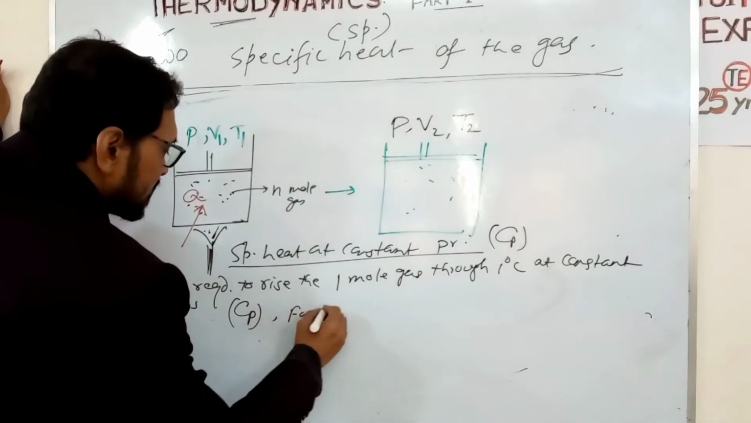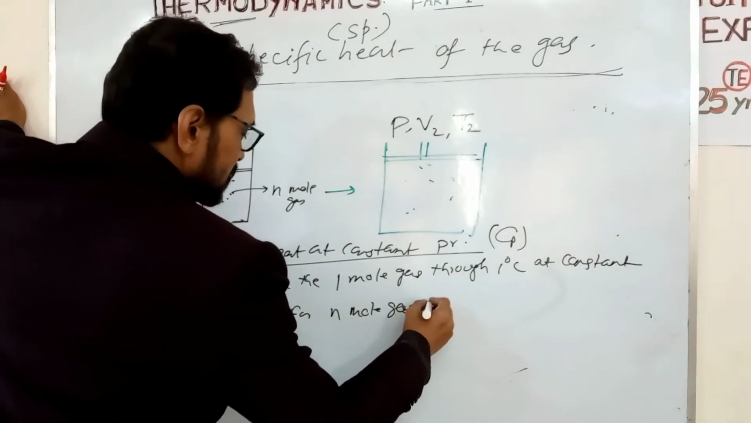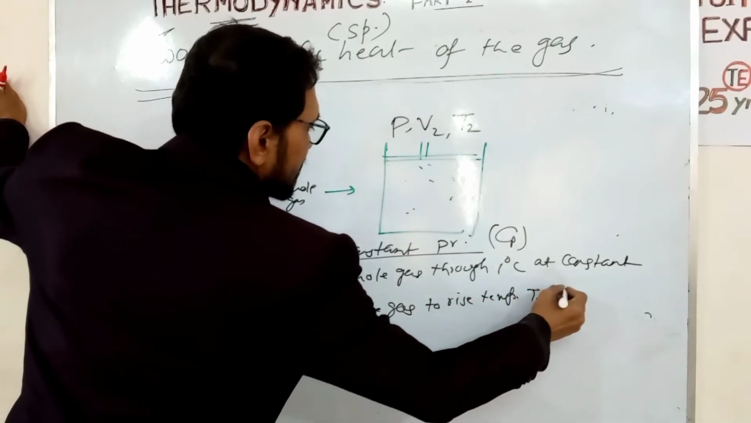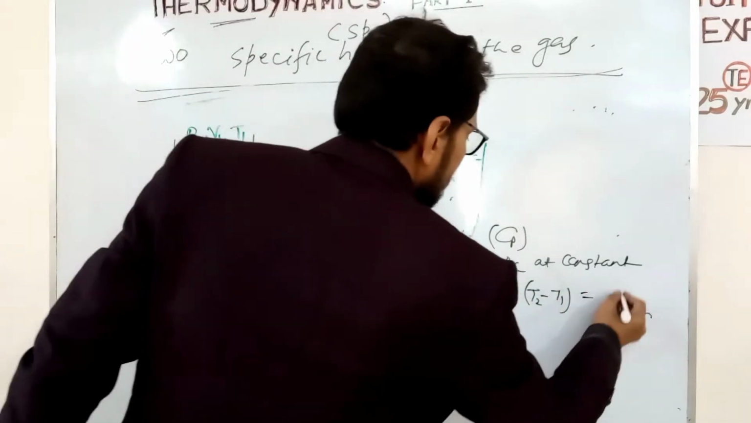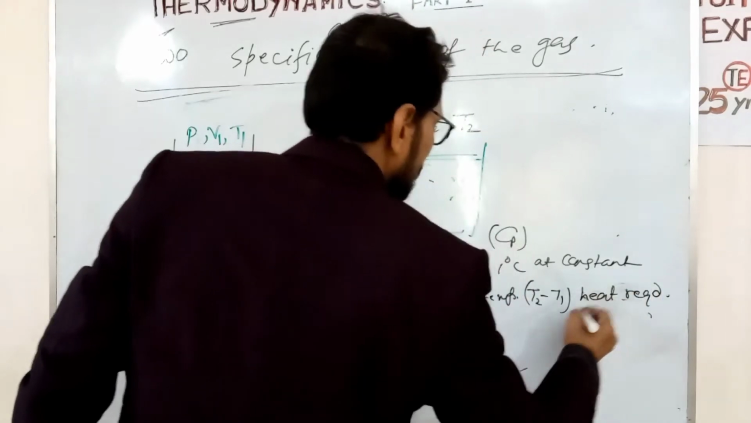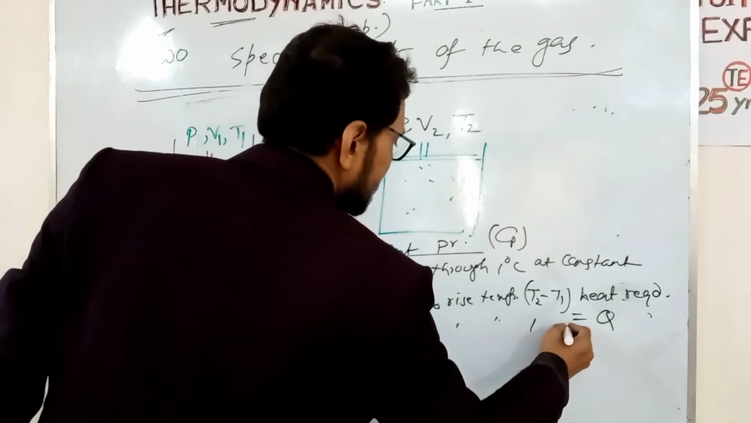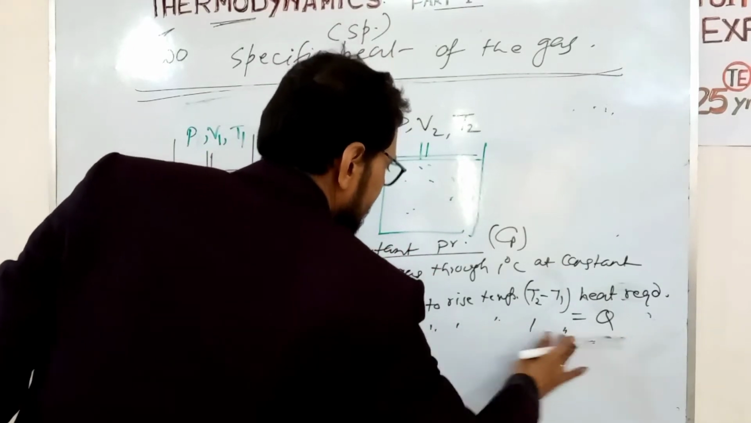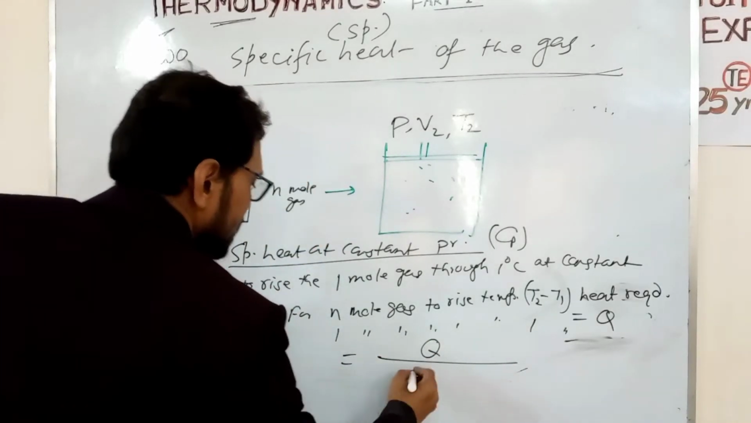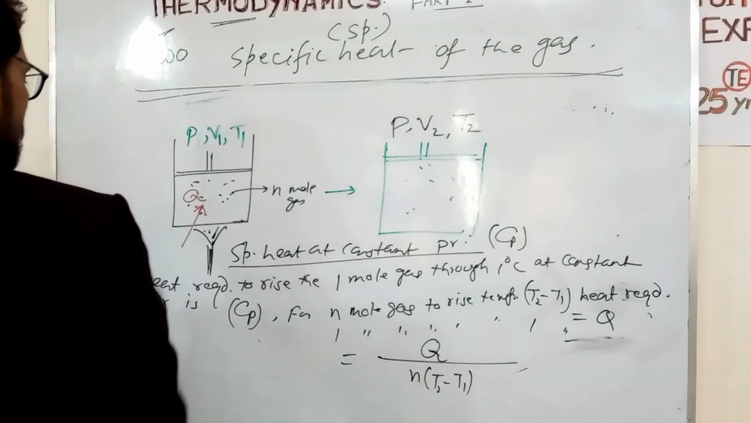So for n moles of gas, to raise the temperature by T2 minus T1, the heat required equals Q. For 1 mole of gas to raise the temperature by 1 degree, by the unitary method the heat required is Q by n into T2 minus T1. So this is the heat supplied at constant pressure.